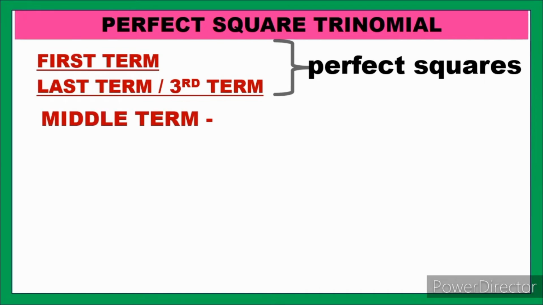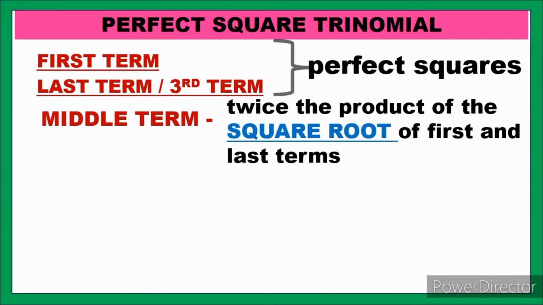Now, how about the middle term? The middle term is twice the product of the square roots of the first and last terms. Meaning, we multiply it by 2. Say for example, we have this trinomial x squared minus 6x plus 9. So let's observe the given trinomial. We have the first term x squared, which is a perfect square, while the last term is 9, also a perfect square.